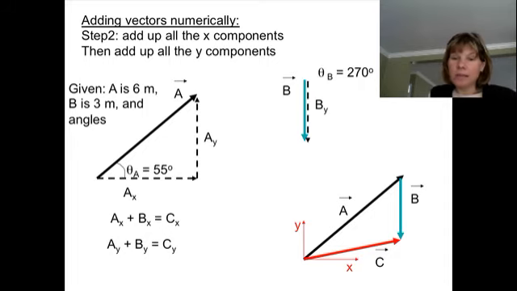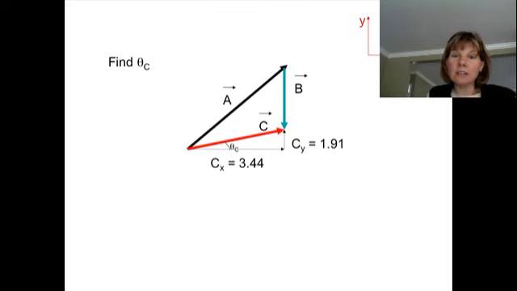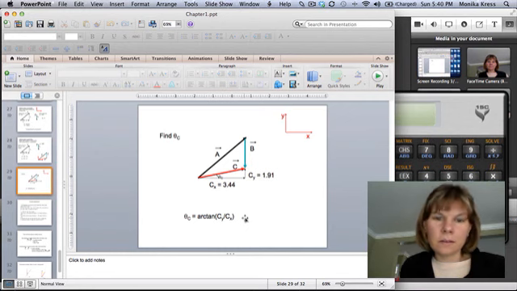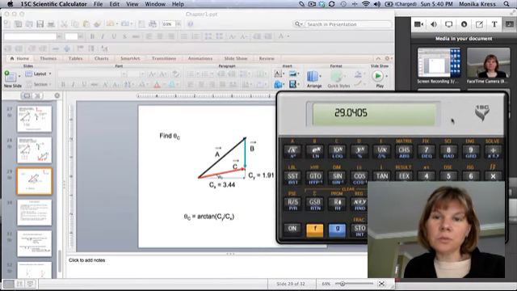So then you add those up, and it should give you two components of C. In other words, here's the x component of C, adds up to 3.44, and the y component adds up to 1.91. This definitely looks longer than this, and this definitely looks smaller than 55 degrees. Let's figure out what it is. Okay, so when you take the arctangent of Cy over Cx, because the tangent of theta equals opposite over adjacent, you get that the angle is equal to 29 degrees.